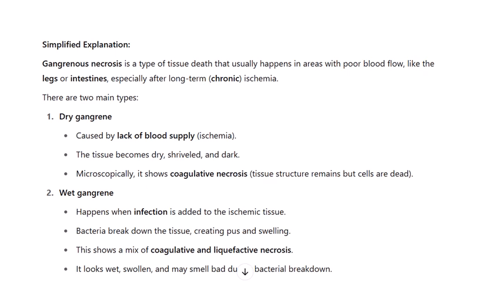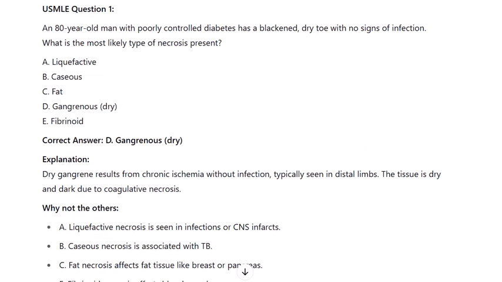USMLE Question 1. An 80-year-old man with poorly controlled diabetes has a blackened, dry toe with no signs of infection. What is the most likely type of necrosis present? A. Liquefactive. B. Caseous. C. Fat. D. Gangrenous, dry. E. Fibrinoid. Correct answer, D. Gangrenous, dry.